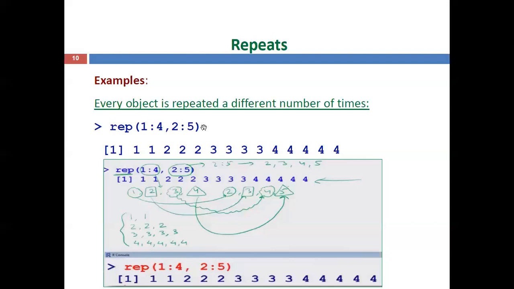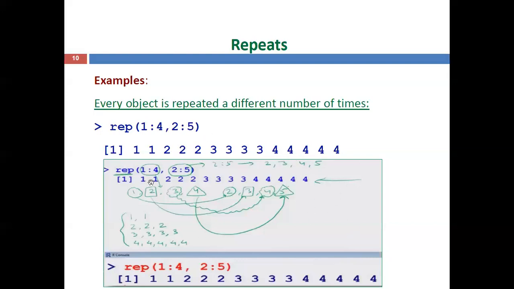Now you can see, whenever you run this command, 1 is repeated 2 times. Why? Because the first value is 2. Then the second value is 2, and 2 can be repeated 3 times. Why? Because after 2, the next value is 3. See, 2 is repeated 3 times: 1, 2, 3. Then the third value is 3, that can be repeated 4 times. Why? Because the next value is 4. Then the last one, the fourth value, can be repeated 5 times: 1, 2, 3, 4, 5.